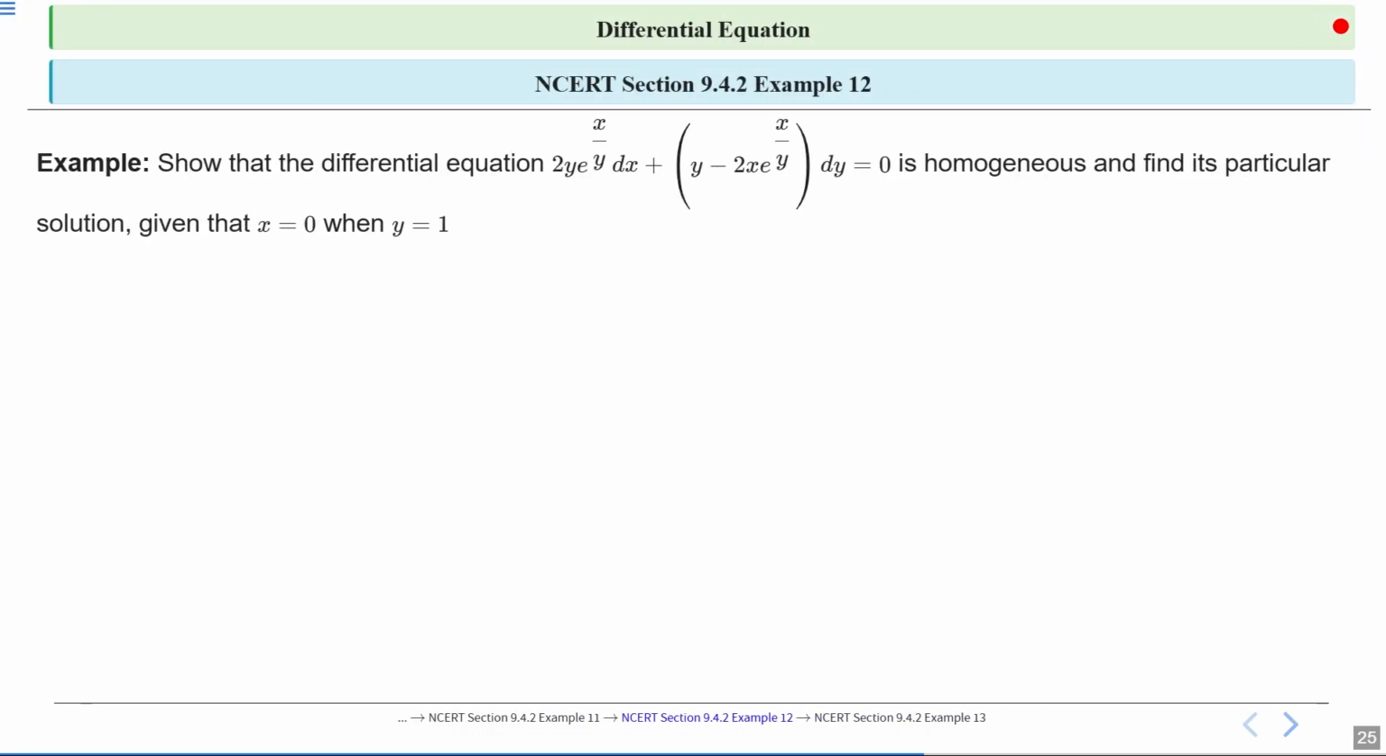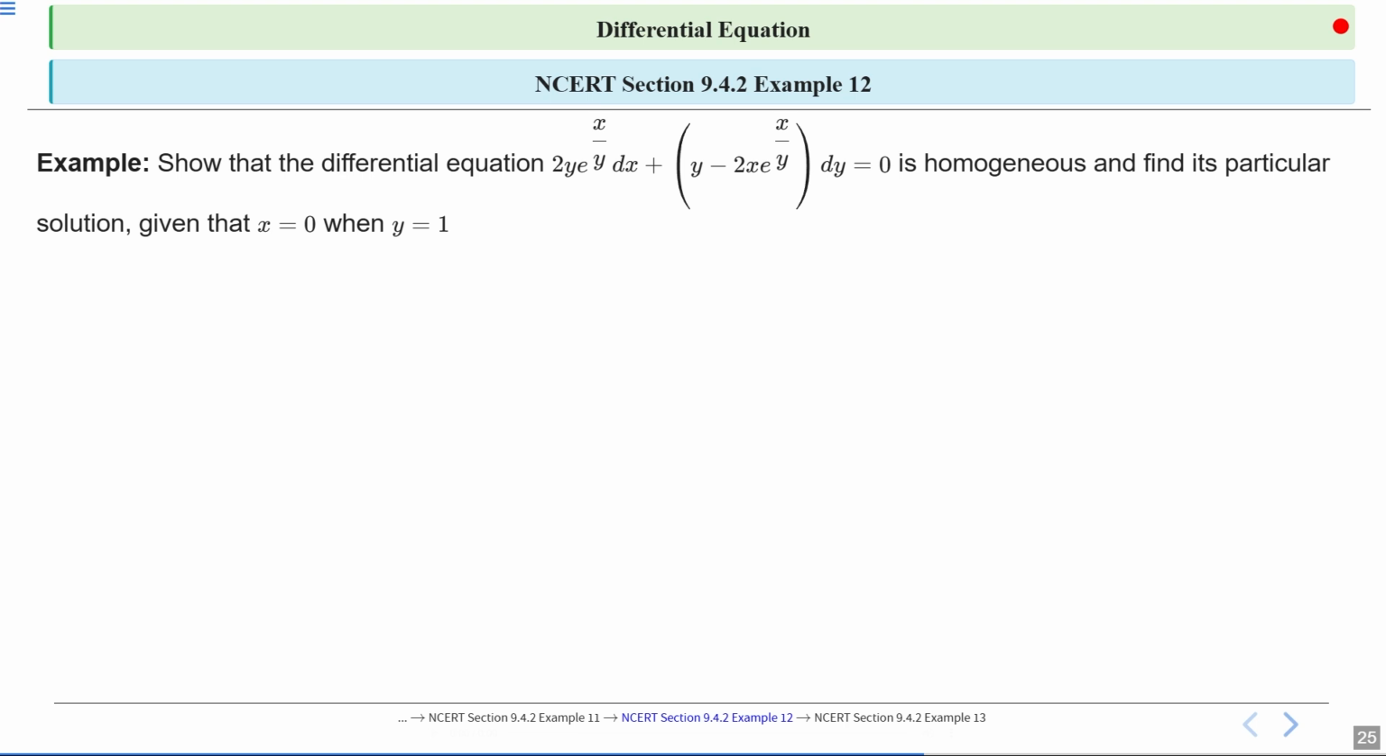Let's move to another example. Show that the differential equation 2y e^(x/y) dx + (y - 2x e^(x/y)) dy = 0 is homogeneous and find its particular solution, given that x = 0 when y = 1.